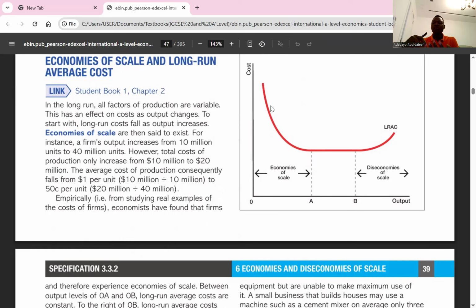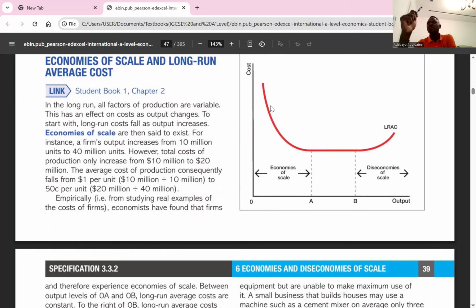When you have increasing returns to scale, that is the economies of scale. When you have constant returns to scale, you are at the minimum efficient scale, the MES. And when you move beyond the optimum level, you go into decreasing returns to scale, which is the same as diseconomies of scale. So there are three situational stages in the long run.